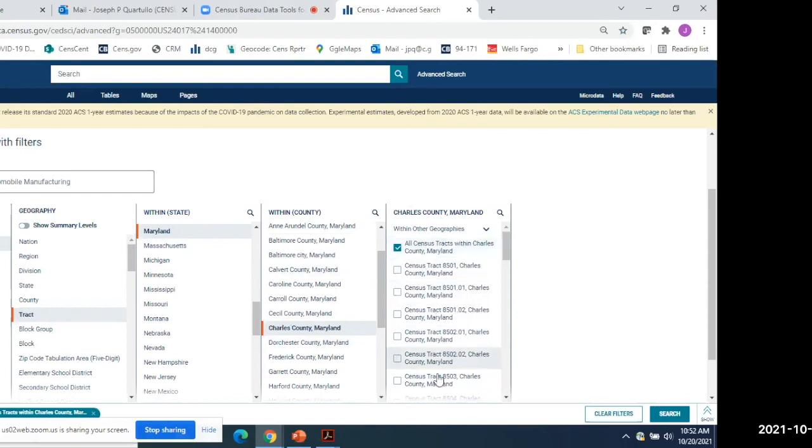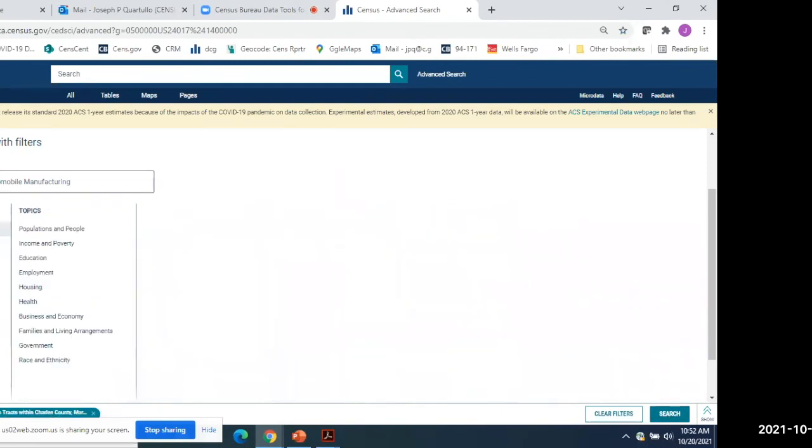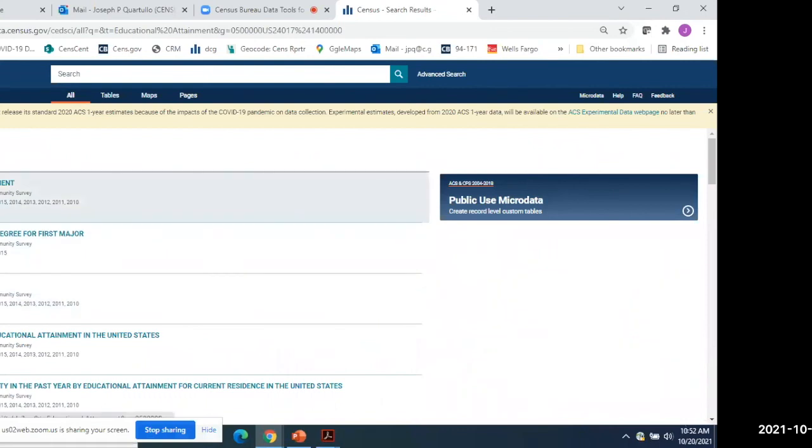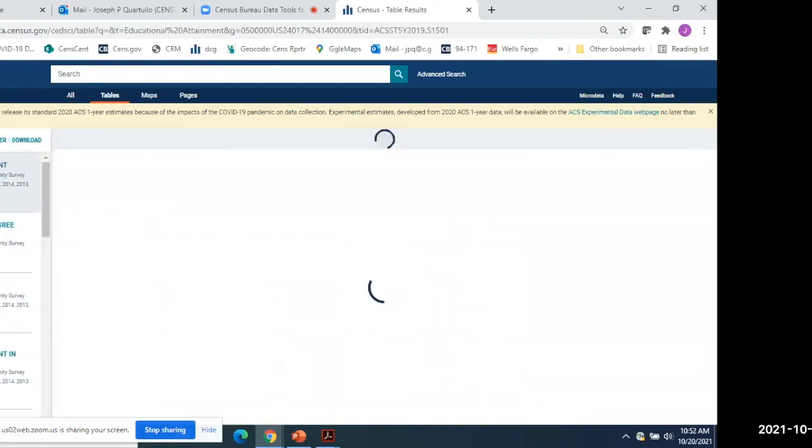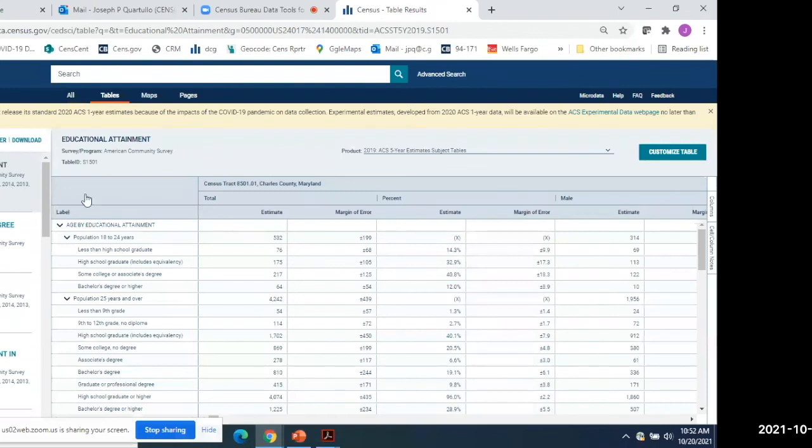I want all the tracts in Charles. I could identify an individual tract and get data for an individual tract, but I want all the tracts in Charles. That chip went down to the bottom. And then topics, I want data on educational attainment. So I'm going to search, and I'm going to get tables for Charles County that have to do with educational attainment. Click on that. And here we have the first census tract in Charles County, which is 8501-01.